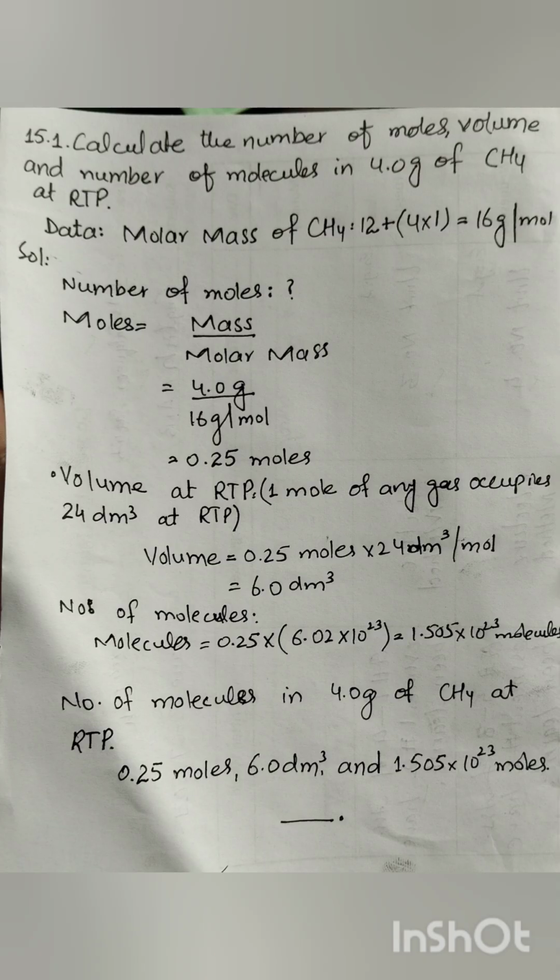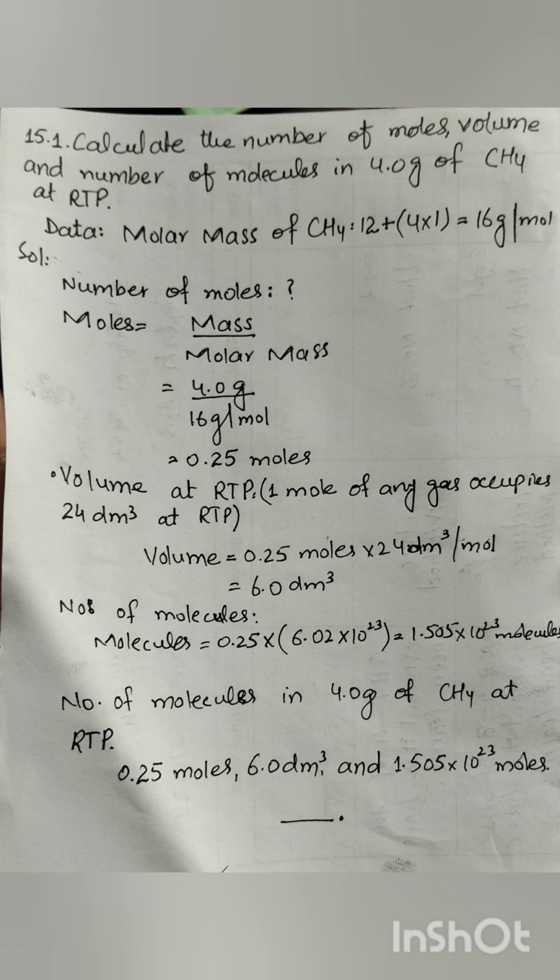Here comes our first numerical, which is: calculate the number of moles, volume and number of molecules in 4 gram of CH4. In first step, we will find the number of moles by using the formula moles is equal to mass divided by molar mass, that gives us the answer of 0.25 moles. In the second step, we will use the RTP procedure to find our volume in 4 gram, which is equal to 6.0 decimeter cube. In the third step, we will find the number of molecules.